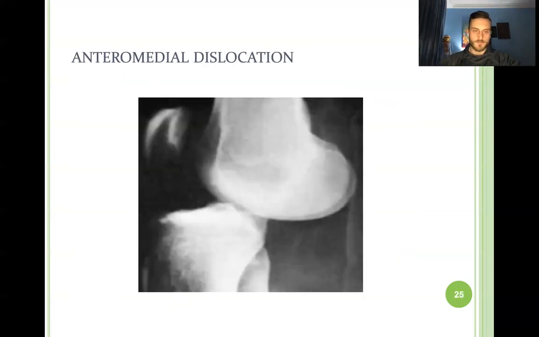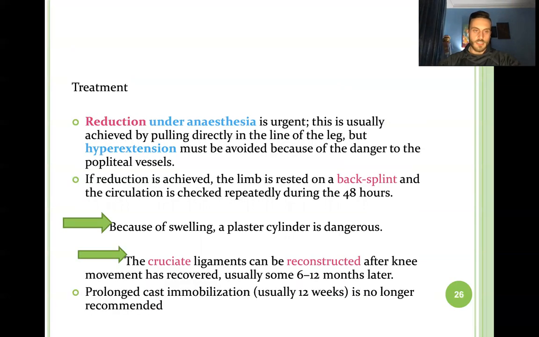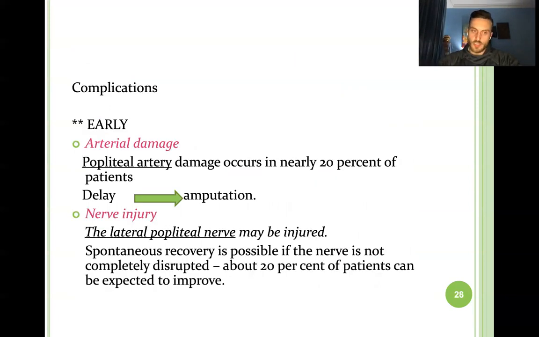An X-ray showing a posterior lateral dislocation, and an anterior medial dislocation, another time. Whenever you have a dislocated joint, what to do? Reduce, yes. So always you have to reduce the joint, usually under GA. What are the complications? Early, arterial injury, the popliteal artery. Be careful of the popliteal artery, because if you delay, you will end up with amputation.